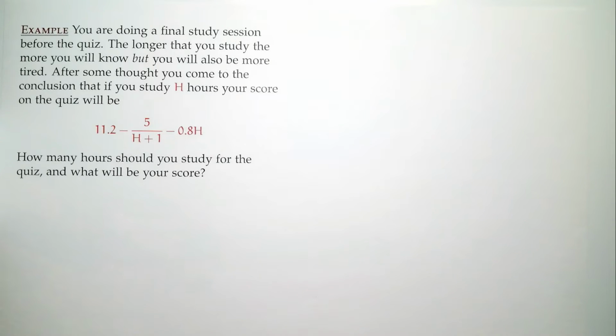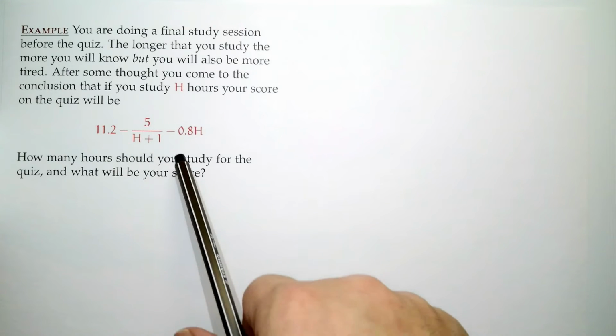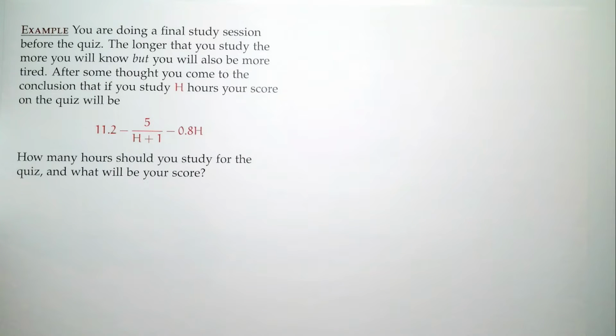Ooh, applied math, this is good. The longer that you study, the more you will know, but you will also be more tired. After some thought, you come to the conclusion that if you study h hours, your score on the quiz will be 11.2 minus 5 over h plus 1 minus 0.8 times h. How many hours should you study for the quiz, and what will be your score?